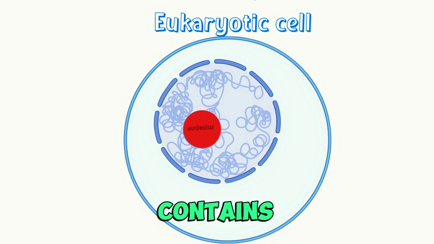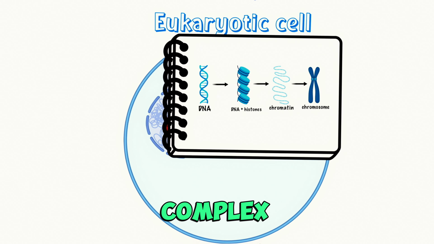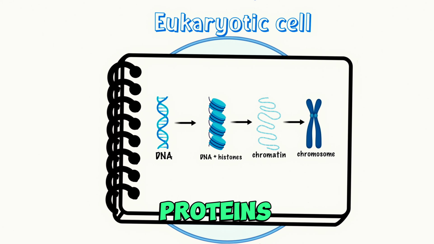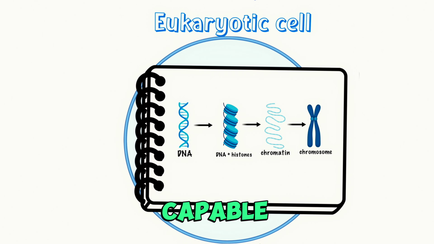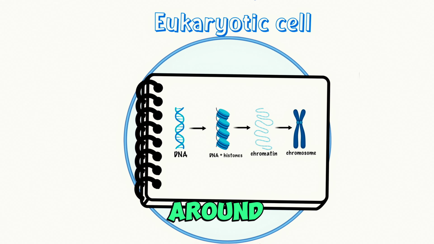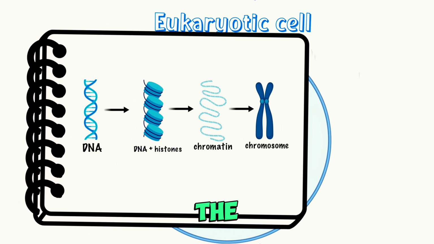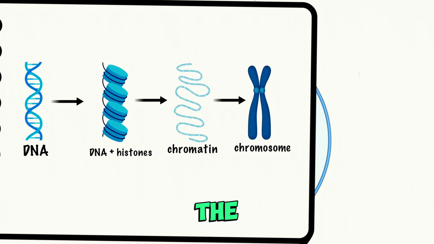The nucleus also contains chromatin. Chromatin is a complex made up of DNA and proteins known as histones. The DNA is capable of coiling and uncoiling around these histones, which would shorten the DNA and would form what we know as the chromosomes.